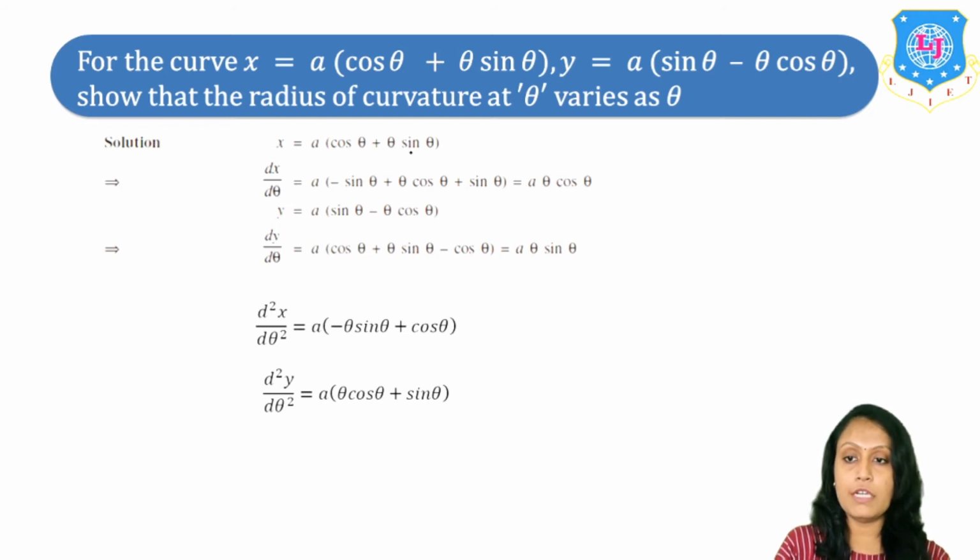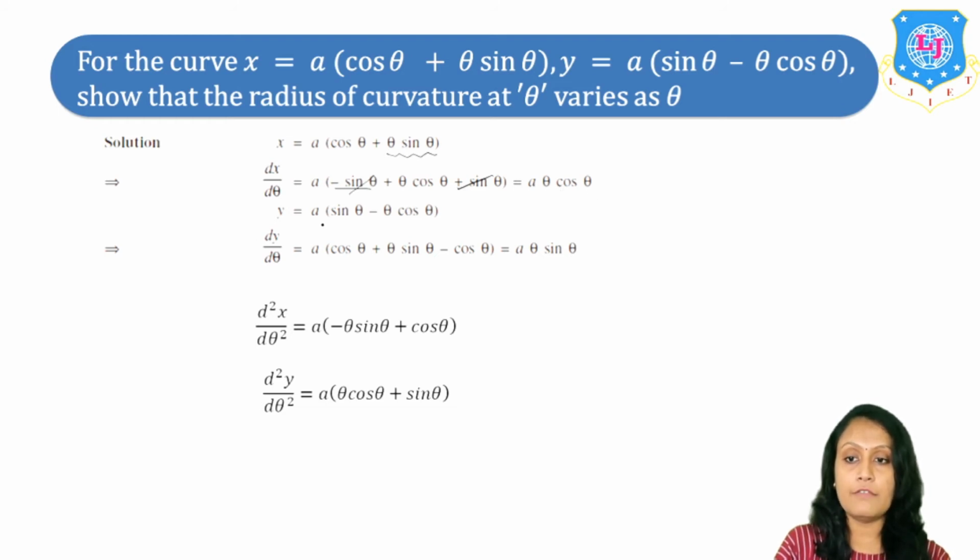Okay, so differentiate this with respect to theta. A is constant. Derivative of cos theta is minus sin theta. Now to find the derivative of this term, we will apply the multiplication rule. So theta as it is, derivative of sin theta is cos theta, plus sin theta as it is, and derivative of theta is 1. Now this sin theta will get cancelled. So what remains is a theta cos theta.